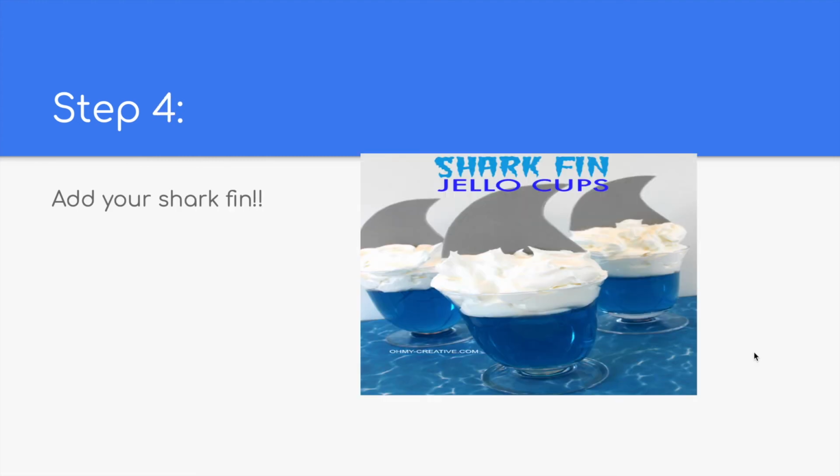Step 4. Add your shark fin. So if you look at the picture, you can see the blue Jell-O looks like the ocean, river, or lake water. And you have the white for the top of the water. And then you have the shark fin at the top, so it looks like a shark is peeking out of the top of the ocean, which is what we see in movies, and it's what we also saw in the book we read today. So I hope you enjoyed your shark lesson.